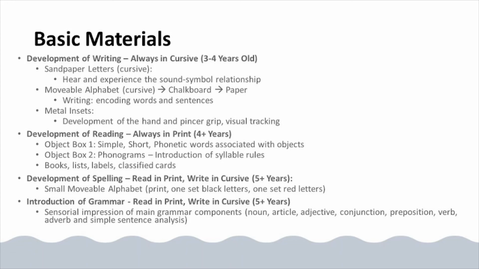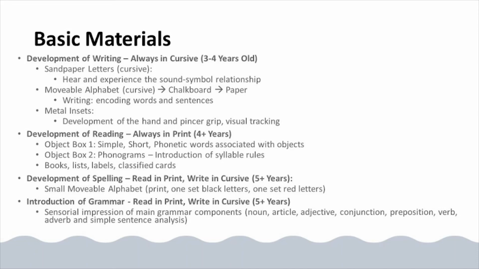And when they get better at that, that's when we start object box 2. Those are objects which will have labels that have phonograms in them. So we're going to start introducing the syllable rules, like consonant digraphs, right? We're going to talk about bossy R's, vowel teams, all that different type of stuff. So that's usually probably around 4.5 to 5 years old when we start doing some phonograms. And then, of course, with reading, there's always books and lists and labels and classified cards, or 3-part cards, as some people might call them.